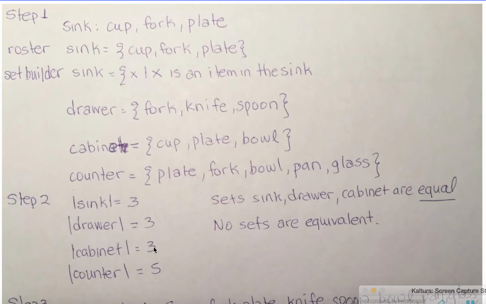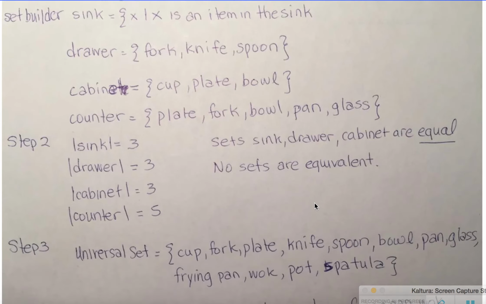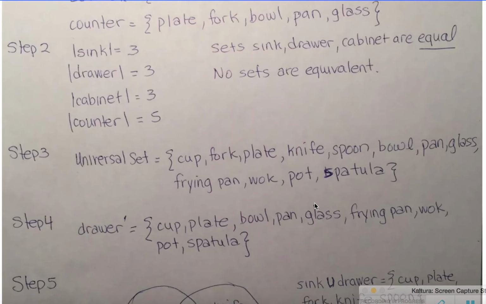Then it asks you to decide if some of these sets are equal. Now, equal sets are those that have the same cardinality. So here we see these 3 sets have the same cardinality 3, so these sets are equal. And no sets here are equivalent. Remember, equivalent sets are the ones that contain the exact same items in different order. Order does not matter here, but in this case, we have no 2 sets which contain exactly the same items.